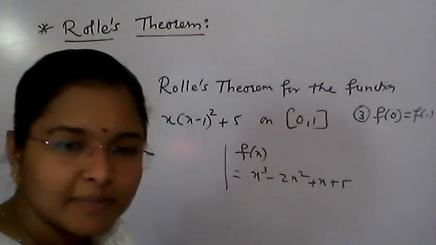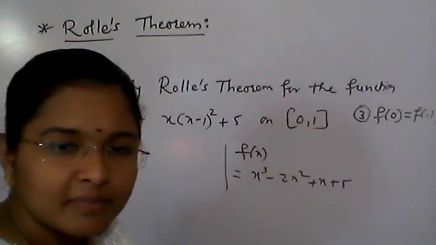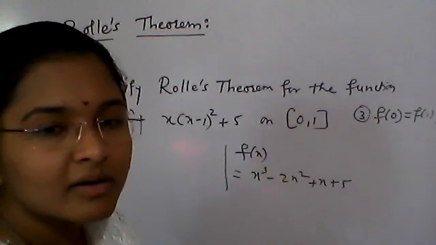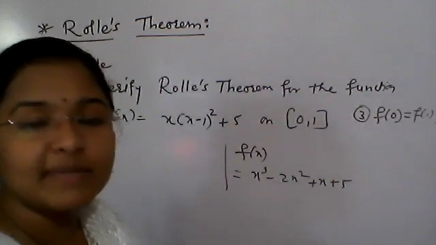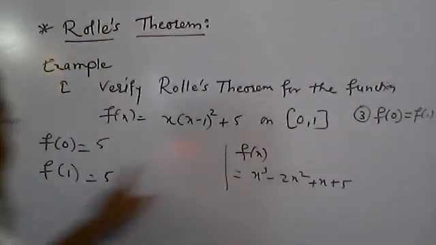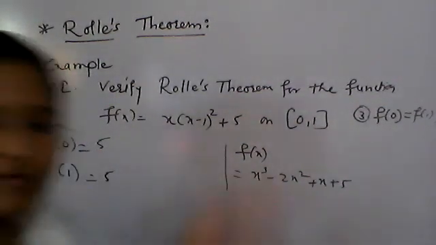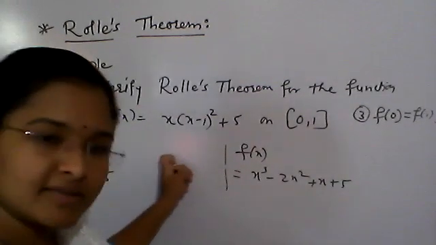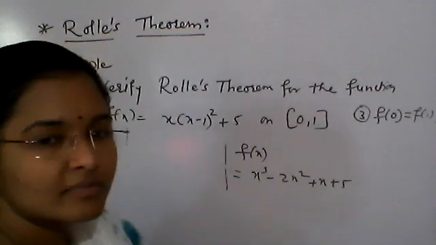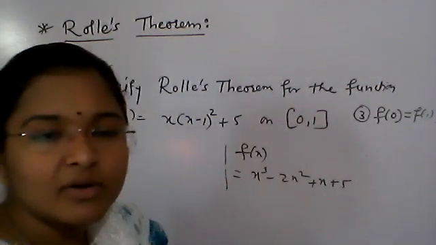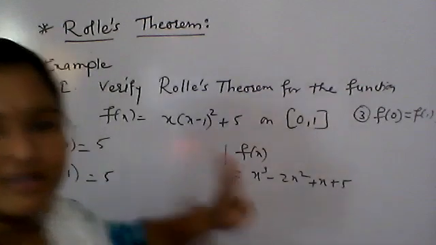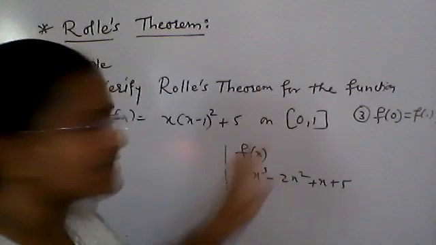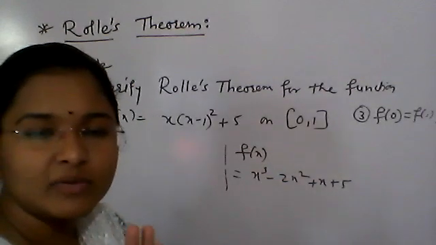Ma'am, but derivatives नहीं चाहिए हमें. Just substitute 0 in f of x. No, no. In the next step you get 5. If we satisfy the condition f of 0 equals f of 1, that time we have to find the derivative. You see na now, the third condition is getting satisfied. Just a minute. Till the third step, any doubt? No, ma'am. Okay.